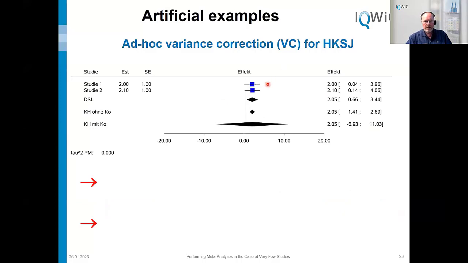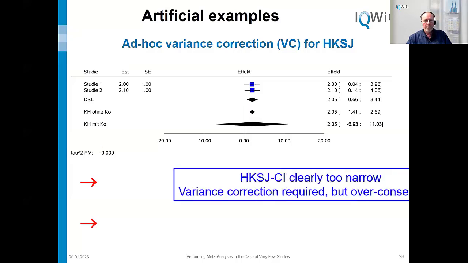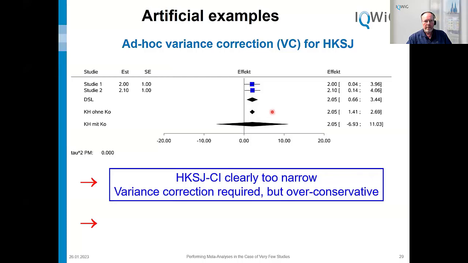So in this case, this is very strange, because Hartung-Knapp-Sidik-Jonkman, while also holding type 1 error on average, now has a smaller confidence interval width than that of DerSimonian and Laird. And this is strange because we know that even this interval is too narrow. And this is even more narrow, and this is clearly wrong. This means in this case, it's clear that we need the variance correction, because this result is simply wrong.